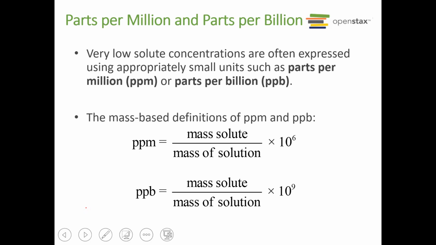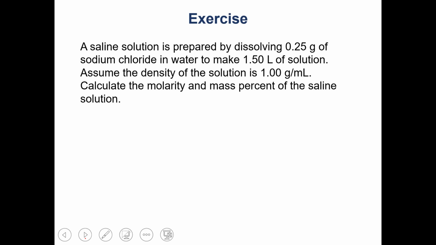So let's look at a few examples and calculate some concentrations here. A saline solution is prepared by dissolving 0.25 grams of sodium chloride in water to make 1.50 liters of solution. We're going to assume the density of the solution is 1 gram per milliliter. So we want to calculate the molarity and the mass percent of the saline solution.